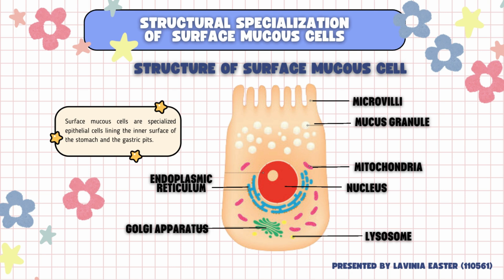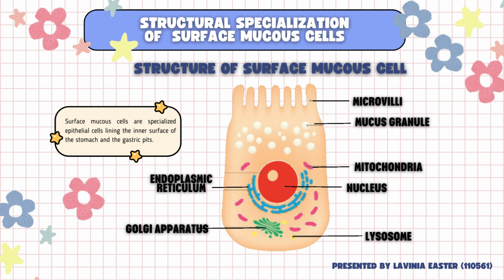The first specialized cell that we chose from the digestive system is the surface mucous cells. Surface mucous cells are specialized epithelial cells lining the inner surface of the stomach and the gastric pits. This slide shows the labeled surface mucous cell.